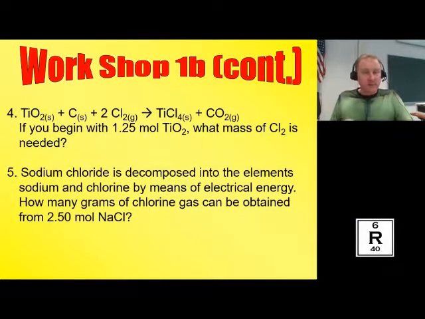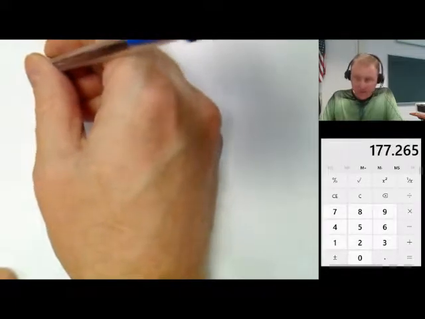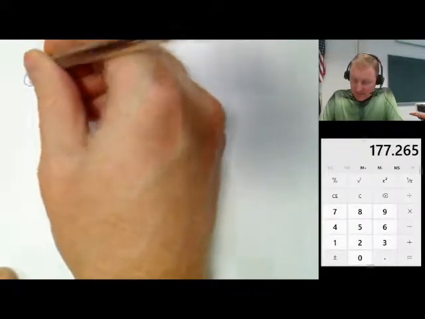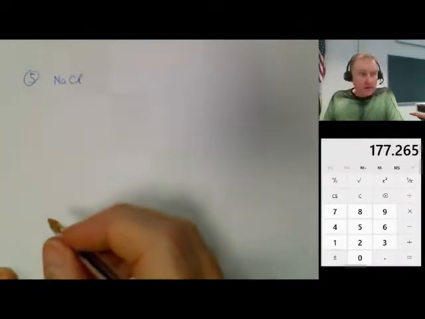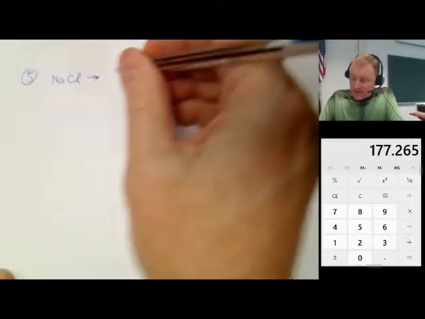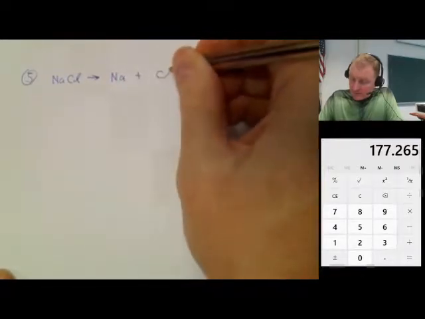All right, and now the 5th question, we have to write the balanced equation and then solve this one. So hopefully you pause the video and you've tried this one. Let's take a look at how to solve it now. So the question says sodium chloride is decomposed into its elements. So number 5, sodium chloride is decomposed into its elements, which is sodium and chlorine.